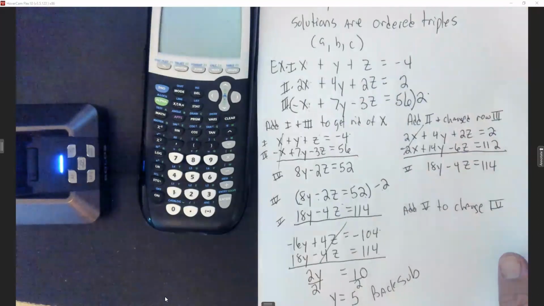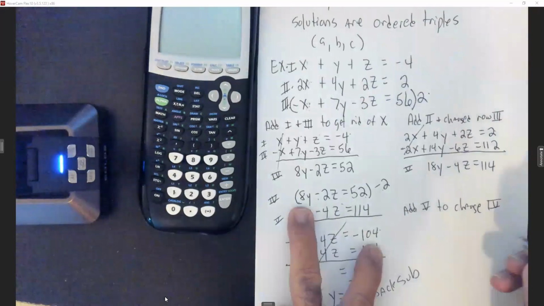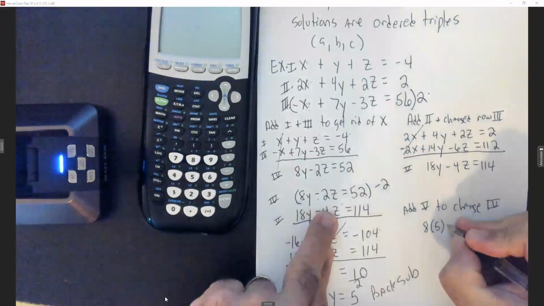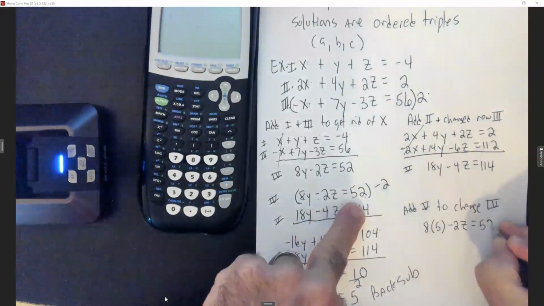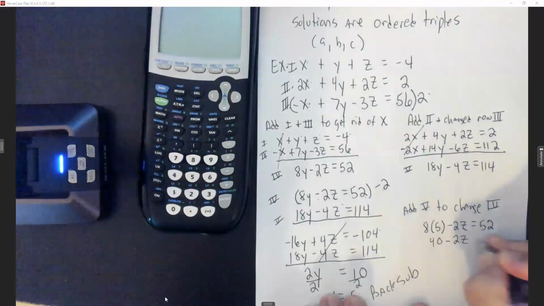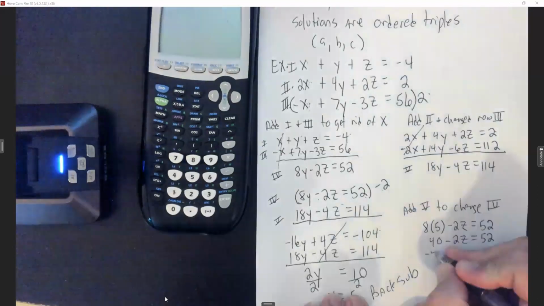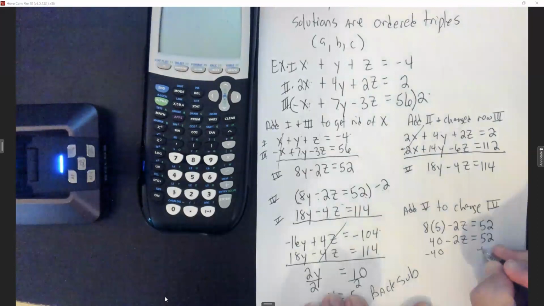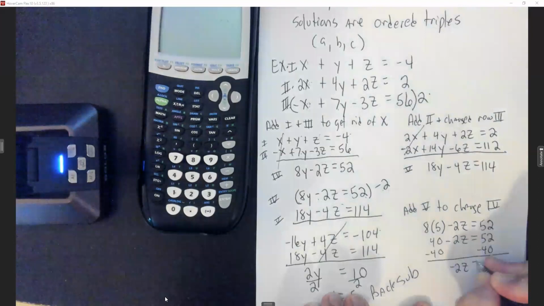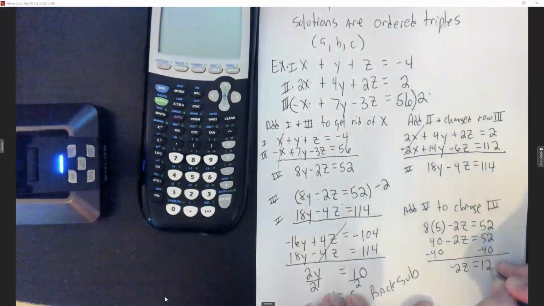Oh, I'll just work on the sides here. All right, so I'm going to take this equation, 8 times my y, which is 5, minus 2z is going to equal 52. All right, so that's going to give me 40 minus 2z equals 52. To solve that, what are we going to do? Minus the 40. So y'all watch this. -2z equals 52 minus 40, what's that going to give me? 12. And then divide by -2.